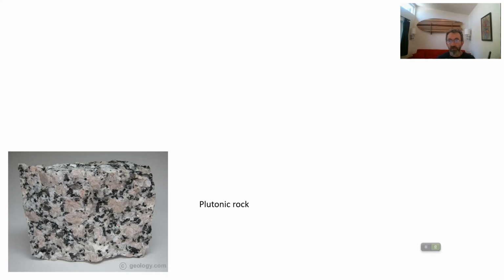This is an example of a plutonic rock, and this is a rock that we call granite. And you can see just how large the crystals are here. So there's a crystal right there. There's another one. There's a big one right here. And again, these crystals have an opportunity to grow really big because the plutonic rock cools deep underground.